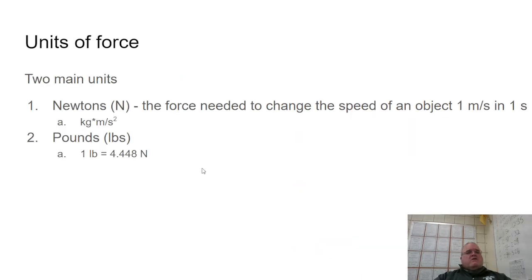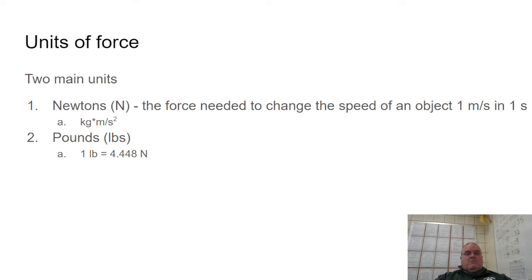Now, we're going to talk about units of force. There are two main units of force that we use. We use the Newton, that's the SI unit, and we use pounds, the unit we're used to using, which is the empirical measurement.